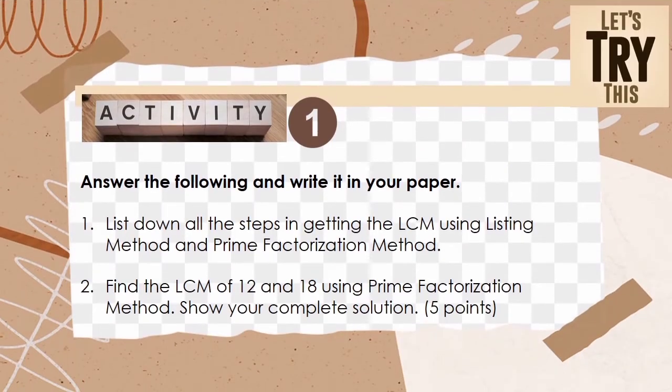Let's try this. Activity 1. Answer the following and write it in your paper. Number 1. List down all the steps in getting the LCM using listing method and prime factorization method. Number 2. Find the LCM of 12 and 18 using prime factorization method. Show your complete solution.